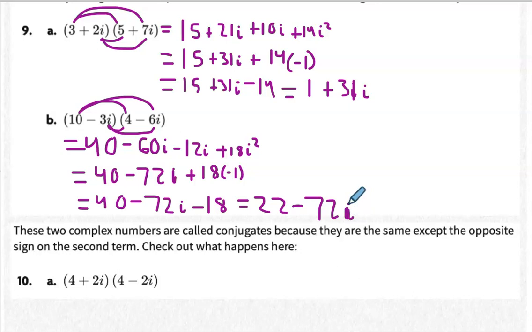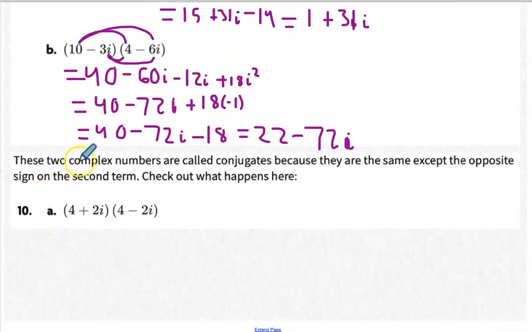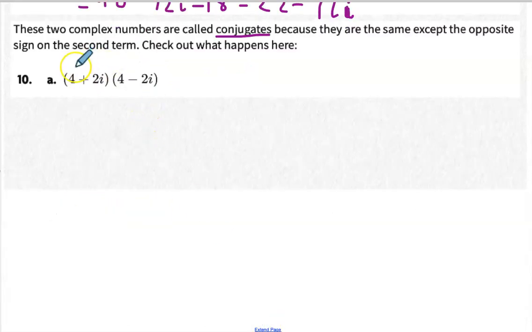So there is kind of a unique case that comes up sometimes. It says these two complex numbers are called conjugates because they are the same except the opposite sign on the second term. So see how I have 4 plus 2i, 4 minus 2i? These are conjugates. They're the same thing except the signs in the middle are opposite. So let's see what happens when we multiply these.